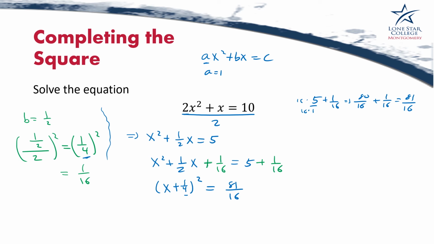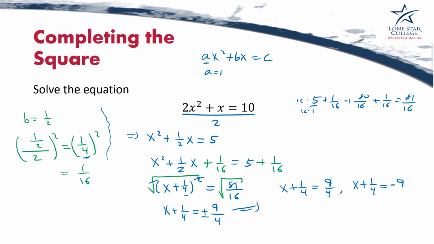So now we take a square root of both sides to get rid of the square. Square and square root cancel, and we have x plus 1/4. Now we can take the square root of 81/16, because the square root of 81 is 9 and of 16 is 4, but we need plus or minus. So we have two answers here: x plus 1/4 equals positive 9/4, and x plus 1/4 equals negative 9/4. Subtract 1/4 from both sides.